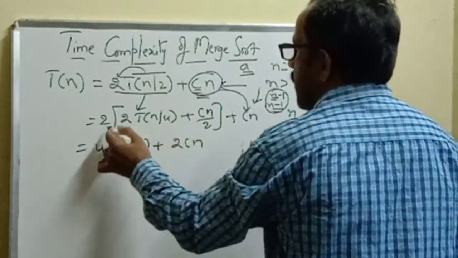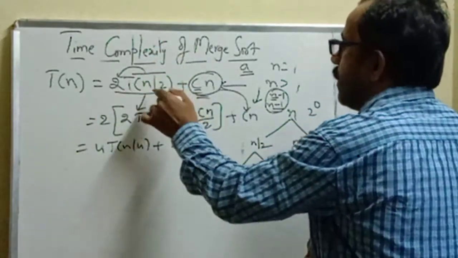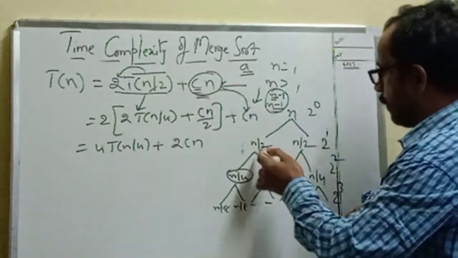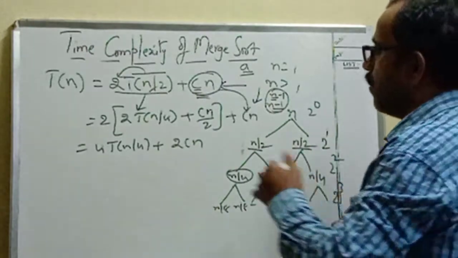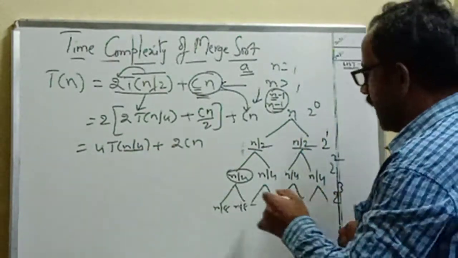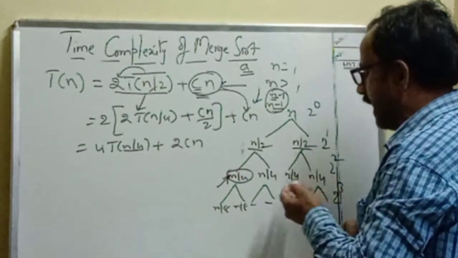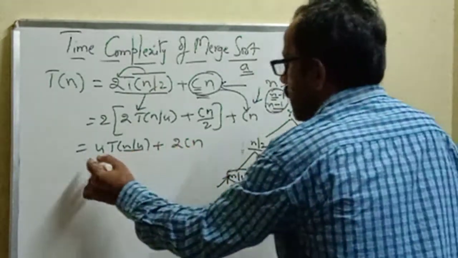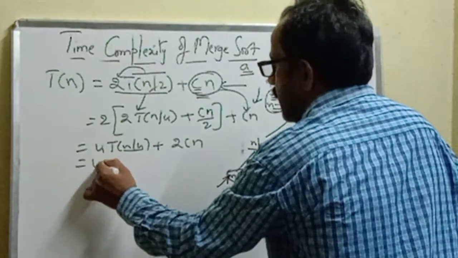If you apply the divide and conquer approach one time, we get two sub-problems. Each sub-problem size is n by 2 elements. If you apply the divide and conquer approach one more time on these two n by 2 element problems, we get 4 n by 4 element problems. If you apply it once again on these 4 problems with n by 4 elements each, then we get 8 n by 8 problems. Again apply one more time. After that we generalize.